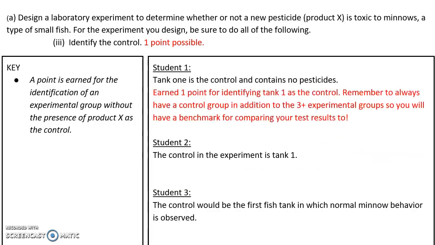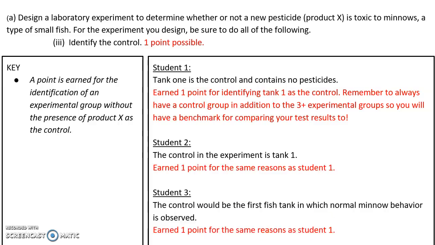All right, student 1 absolutely got a point for identifying tank 1 as the control. Remember to always have a control group in addition to your experimental group having 3+ subjects, or 3+ pots, 3+ tanks, 3+ whatever, so you'll have a benchmark for comparing your test to. Student 2 also earned the point, the same as student 1, and so did student 3. So gold stars all around.